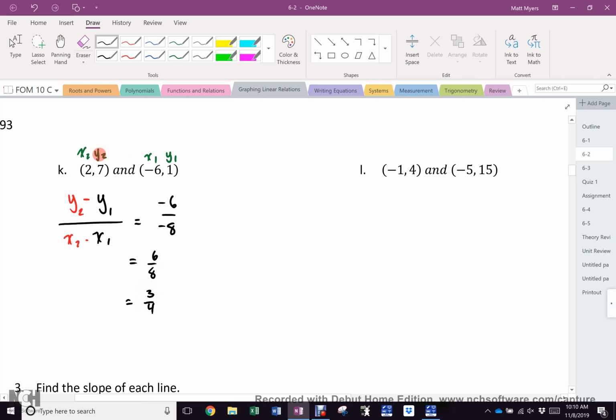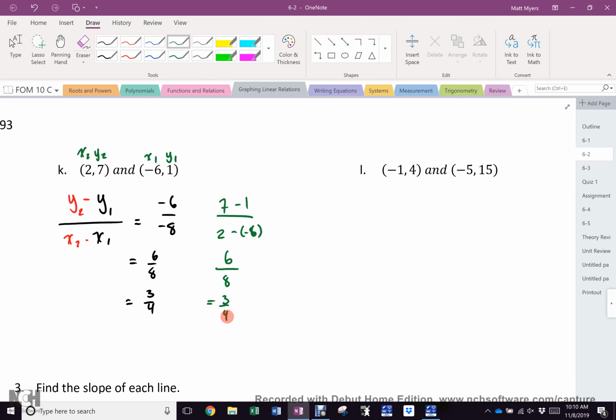Now look what I have done. I have changed the order. Did everybody see that? I have made my x2 and y2 over here. Everyone cool with that? Now watch. y2 is 7. y1 is 1. x2 is 2. x1 is -6. What's 7 minus 1? 6. What's 2 minus -6? That's 2 plus 6, yes? Which is what? 3 over 4.